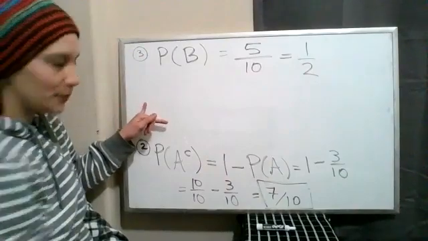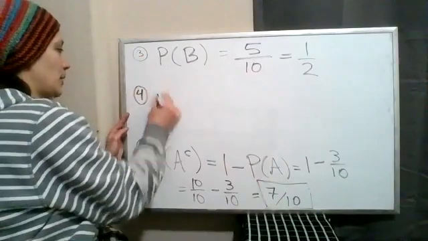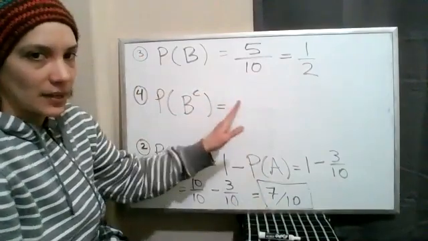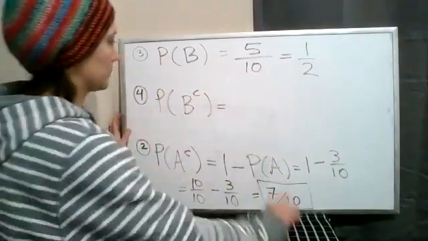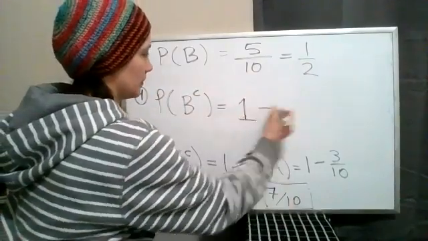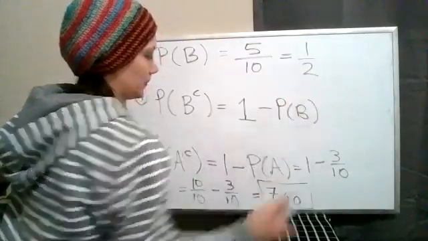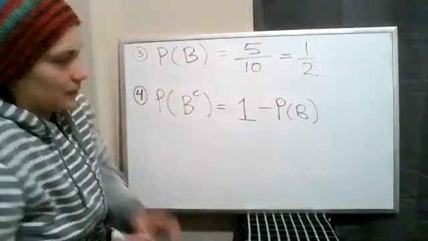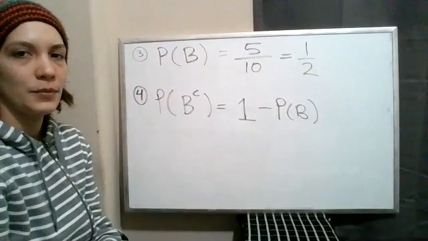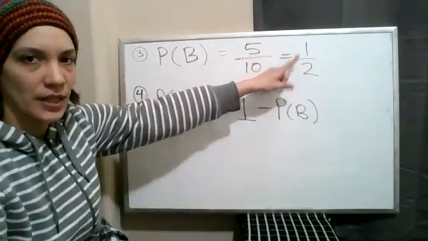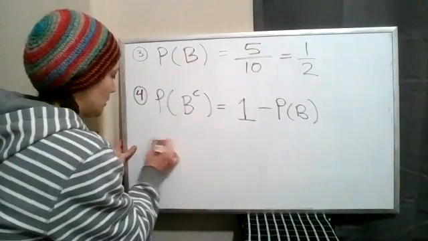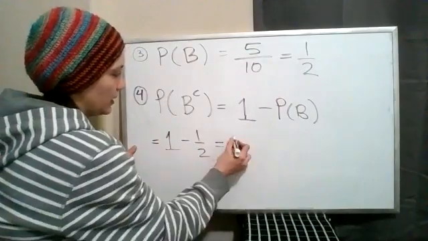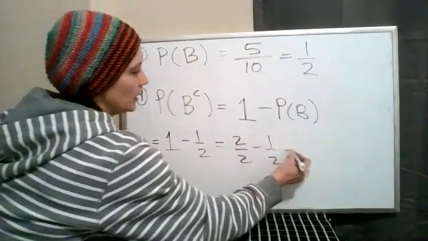Probability of the complement of B. Take 1, you can subtract probability of B, and then simplify. I'm going to use this reduced form. So take 1 and subtract 1/2, which is 1/2. But just in case, for practice, 1 is 2 over 2. Take away 1 over 2.